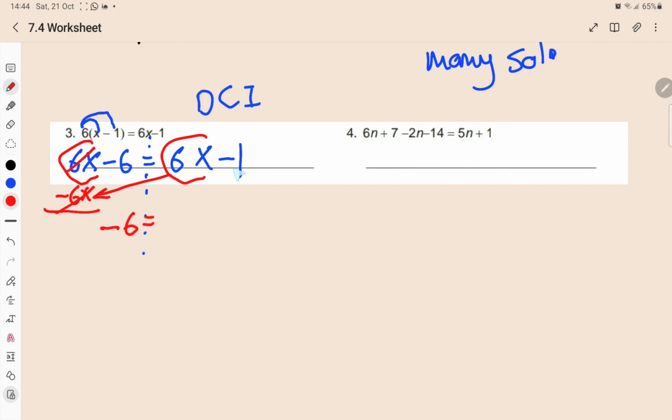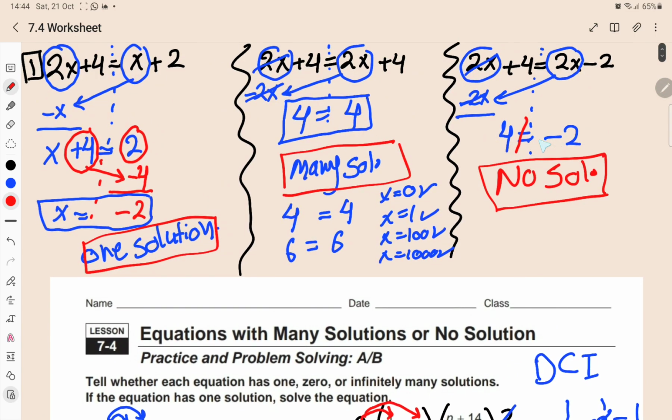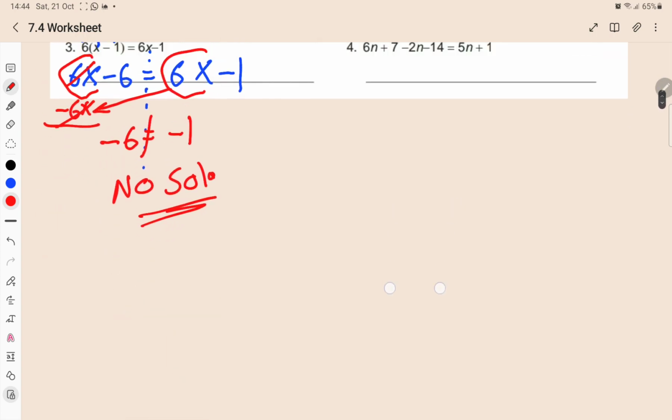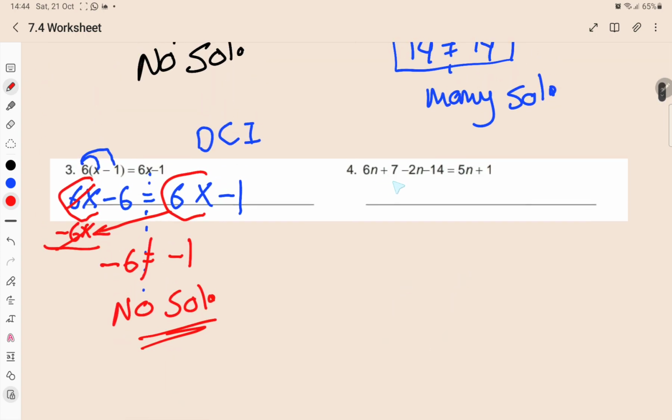Subtract, 6x minus 6x is 0. Negative 6 equals, what do you still have here? Negative 1. Does it make sense? No. So this is no solution. Whenever they are not equal, like this, it means it is no solution. Question 4. 6n plus 7 minus 2n minus 14 equals 5n plus 1.